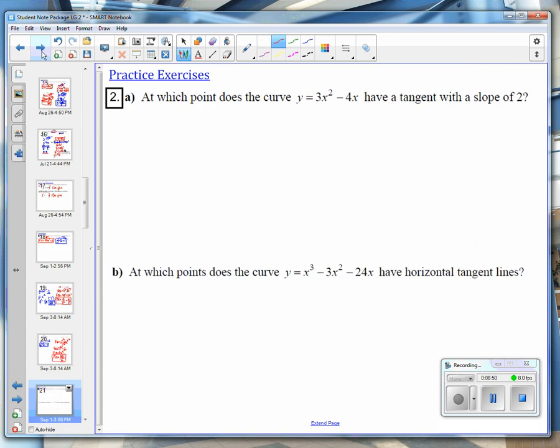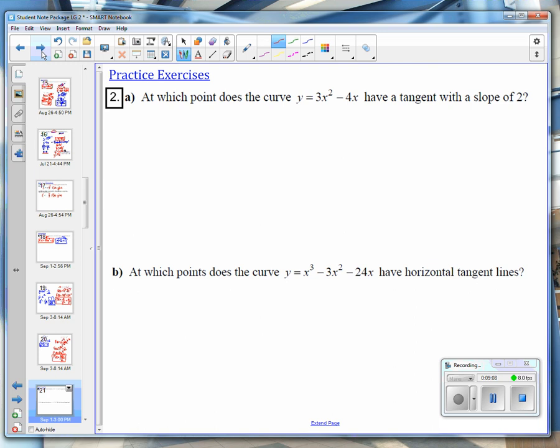All right. So the next page is a little bit different. This is more like application. So rather than just repeat, we're applying all of our knowledge here. So at which point does the curve 3x squared minus 4x have a tangent with a slope of 2?